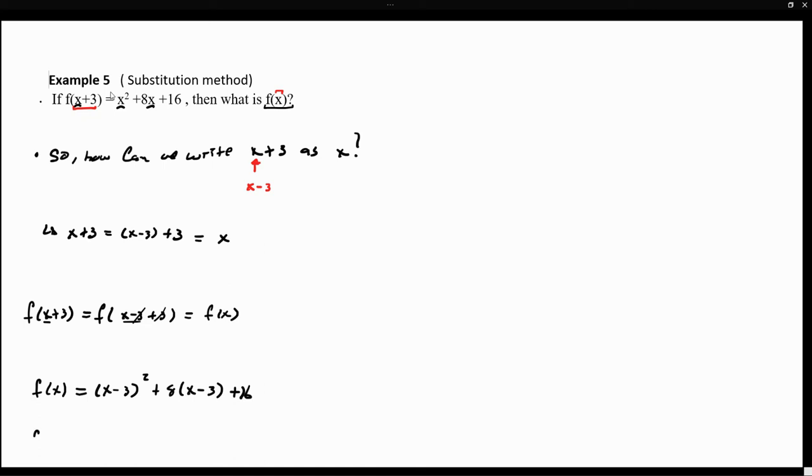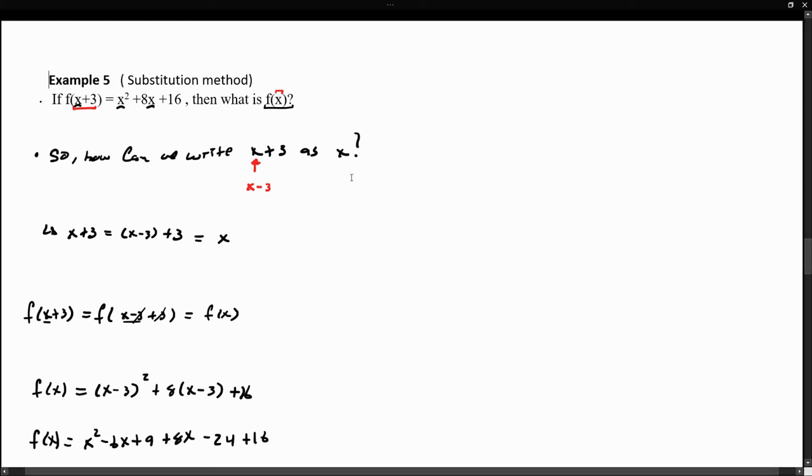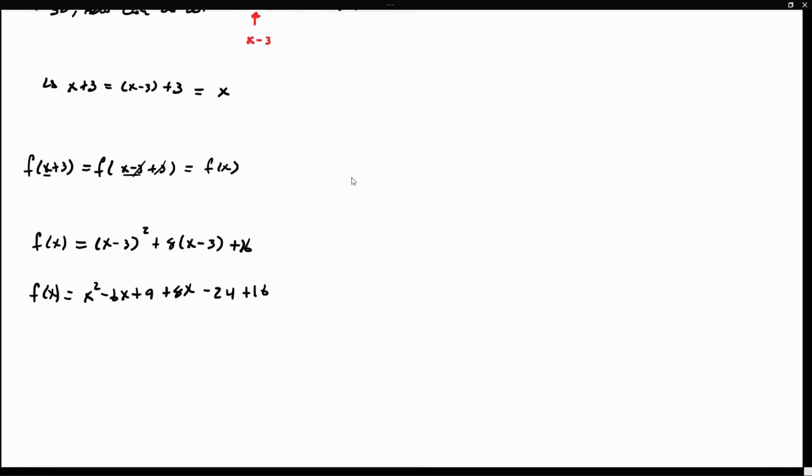And at this point, it's just a matter of simplifying. So let's simplify this. This is just equivalent to x squared minus 6x plus 9. And if we FOIL this, we're going to get 8x. If we FOIL this, that's minus 24 plus 16. So notice that all we're doing at this point is just simplifying.